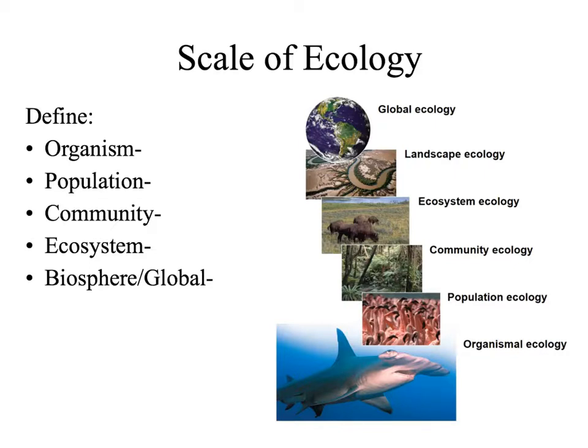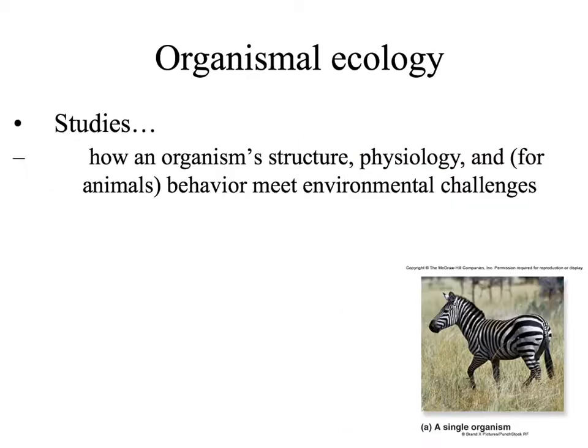An ecosystem takes our community, all of the living organisms in an area, and it adds in the abiotic factors such as weather, nutrient and energy cycling, and water cycles. The largest scale of ecology is looking at the biosphere, where we investigate global patterns.